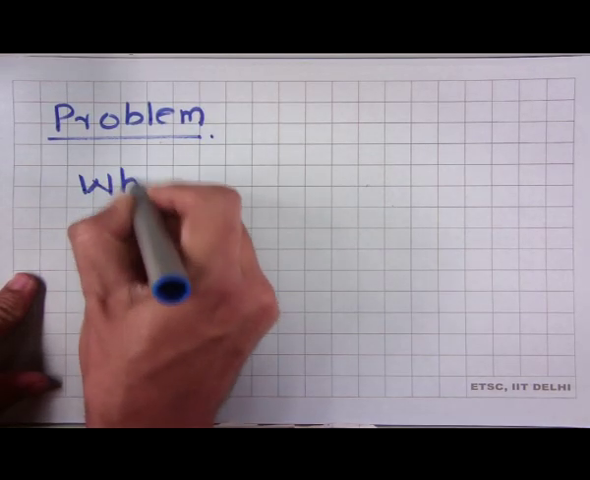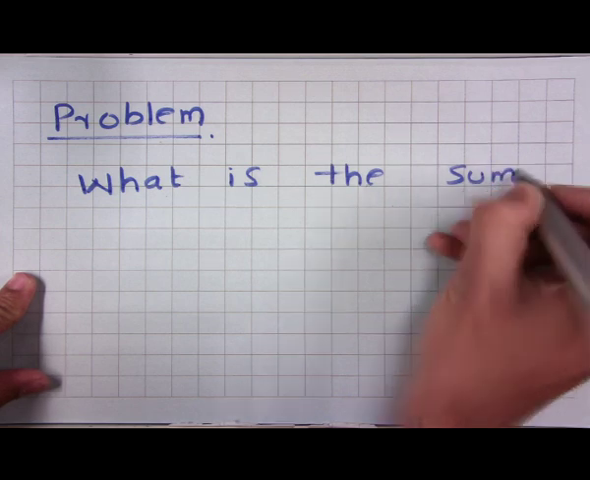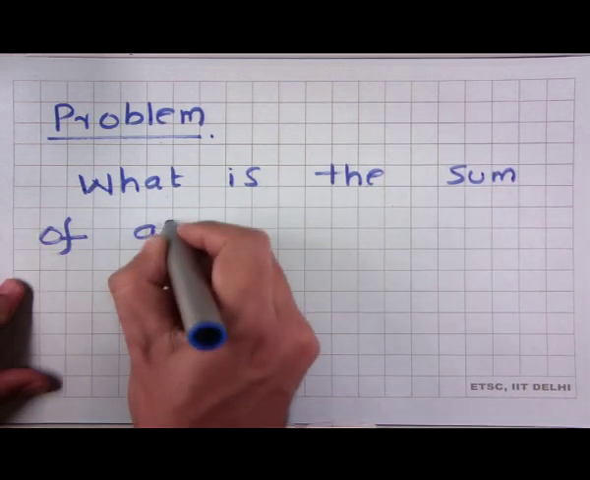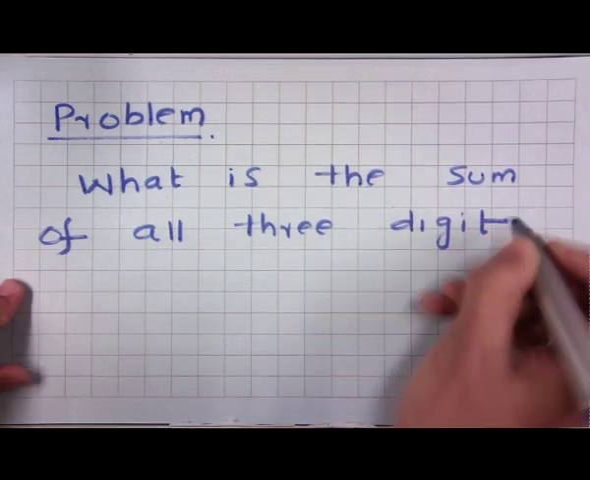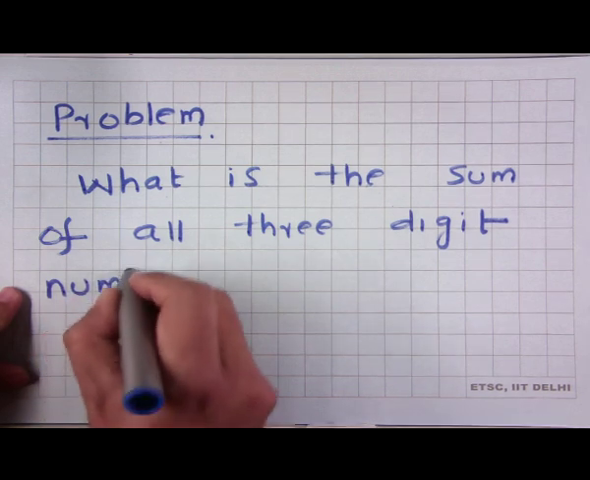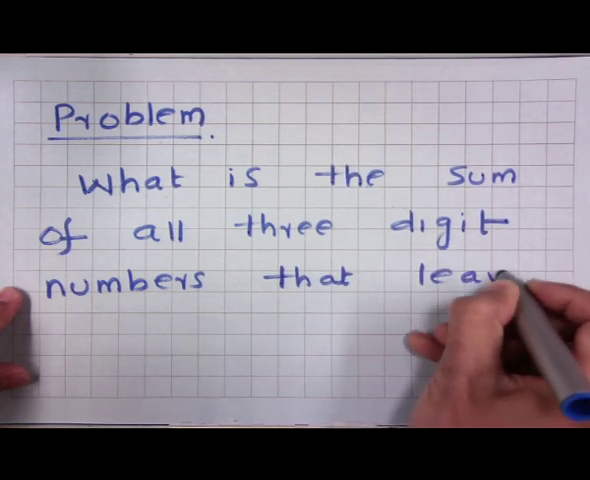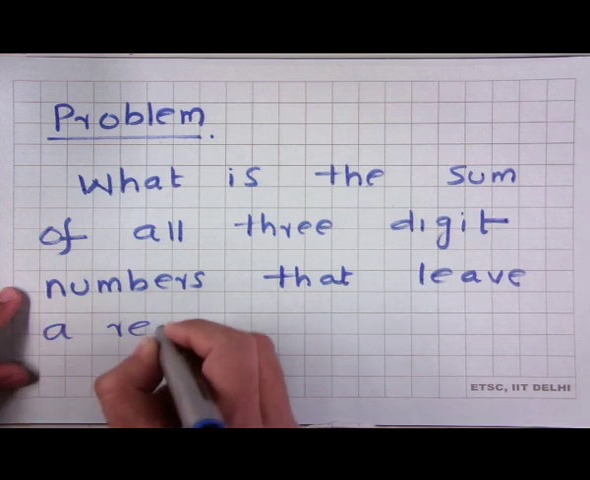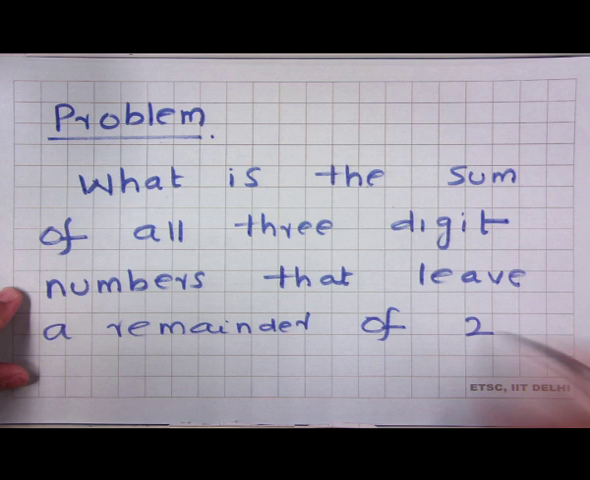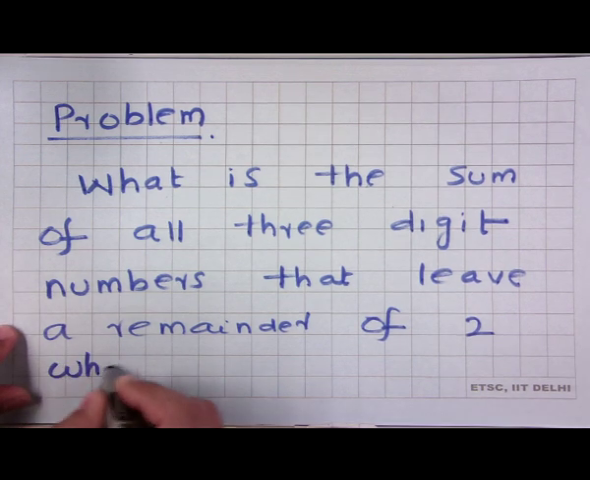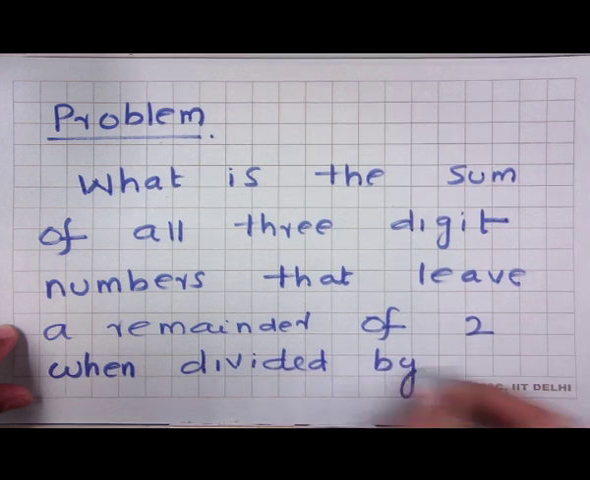What is the sum of all 3-digit numbers that leave a remainder of 2 when divided by 3?